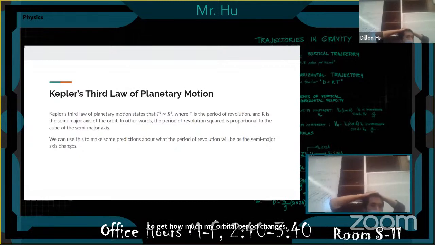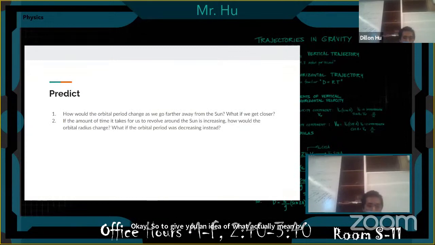Okay, to give you an idea of what I actually mean by this, I'm going to do my best to do an example in a second. But for now, I just want you to make some very general predictions. How would the orbital period change as we get farther away from the sun? And what if we get closer?